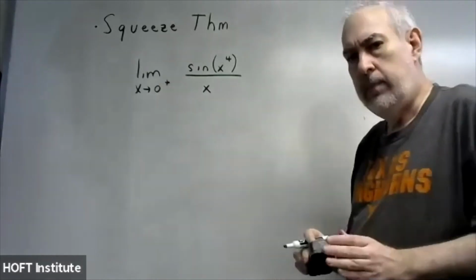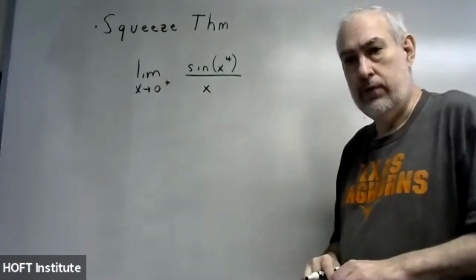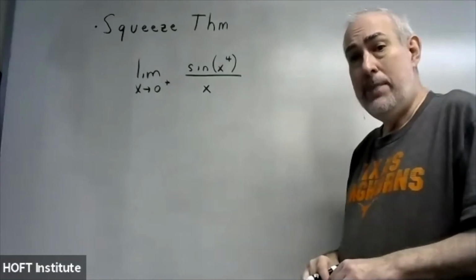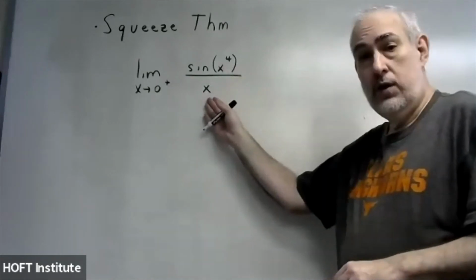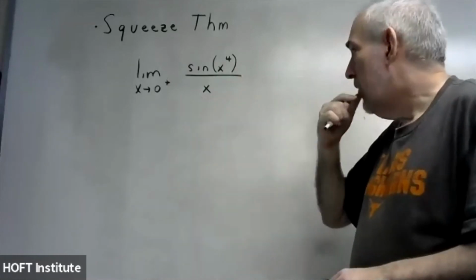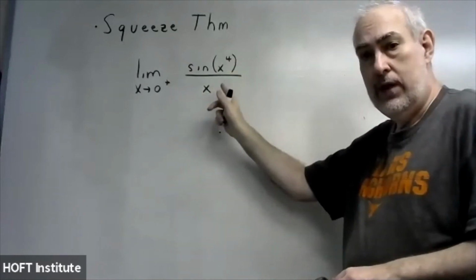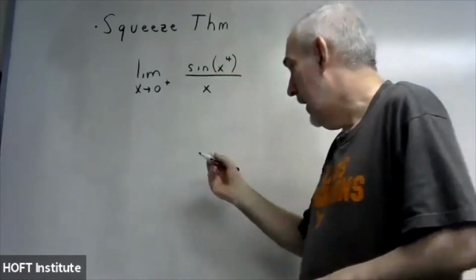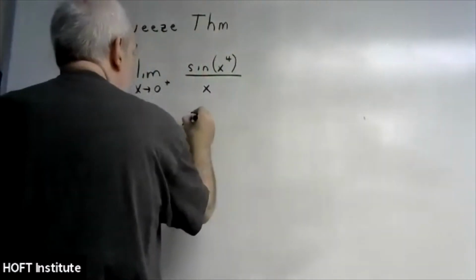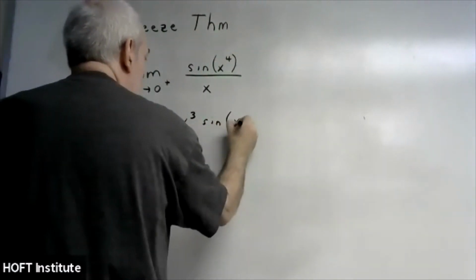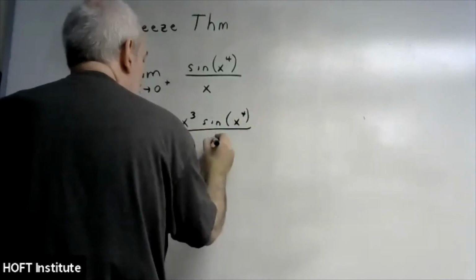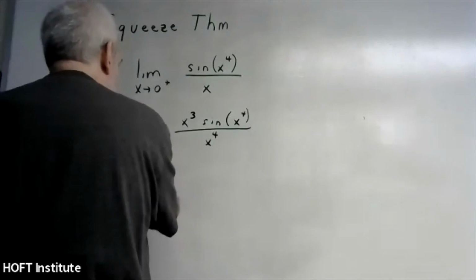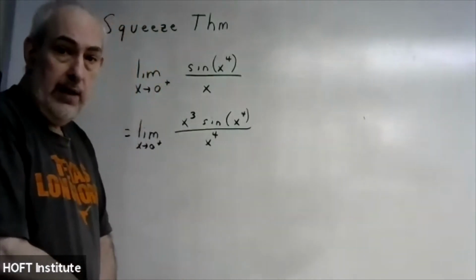Whenever you have a problem where you don't have just x inside of your trig function, but instead another expression, what I like to do is try to copy that expression into the denominator. So how can we make an x to the 4th be in this denominator? Well, we'd have to multiply by an extra x cubed. So let's multiply by x cubed on the top and the bottom. So now we'd have this.